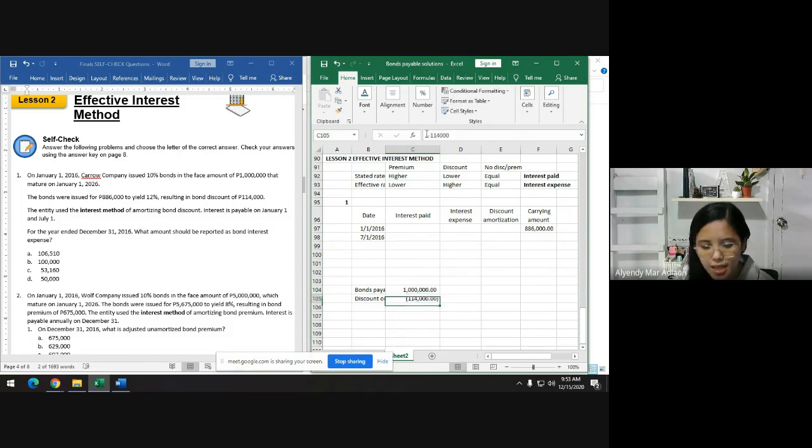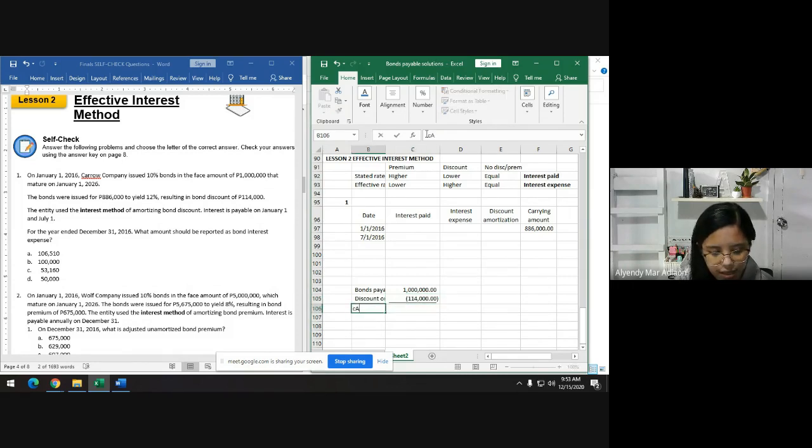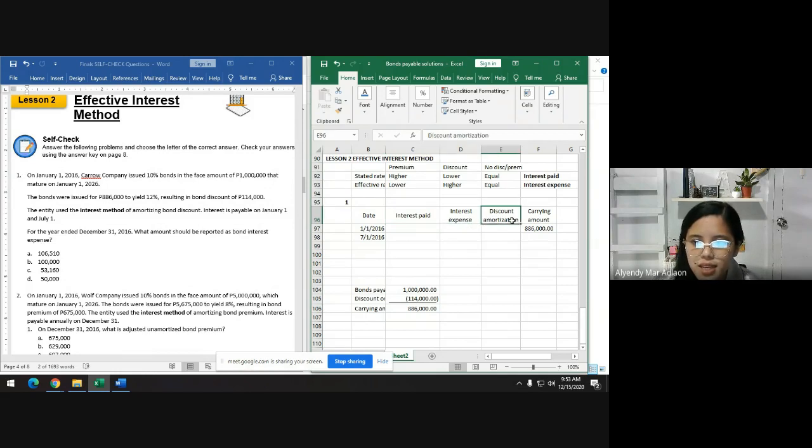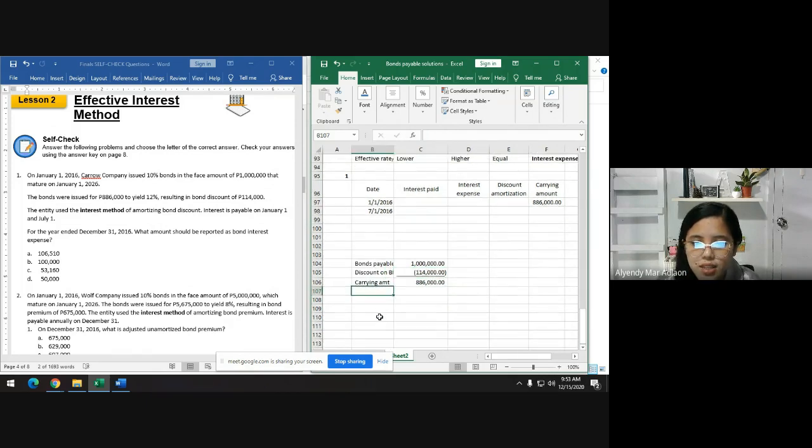So how much is then the carrying amount at the date of issuance? So the carrying amount is then 886,000. So this is it. Interest paid, interest expense, discount amortization, which is amortizing this 114,000. So class, take note of this.